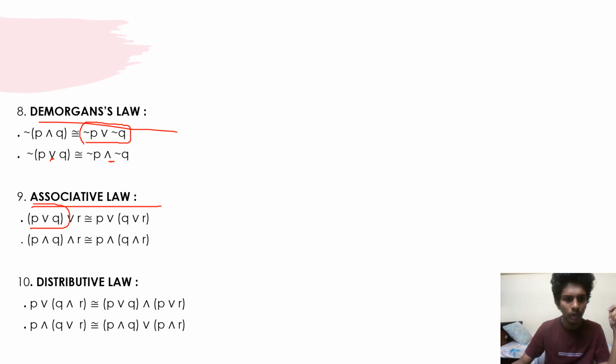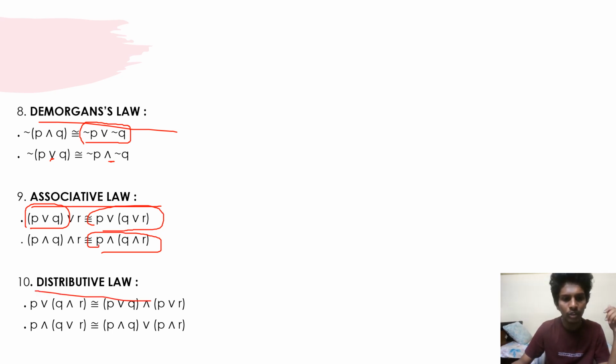P or Q, or R, we can simply write as P or Q or R. Next, P and Q and R, we can simply write as P and Q and R.